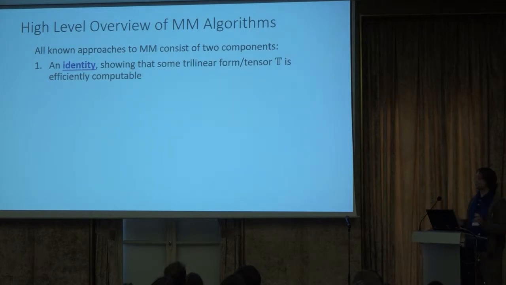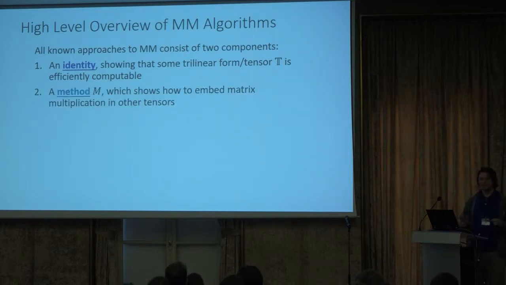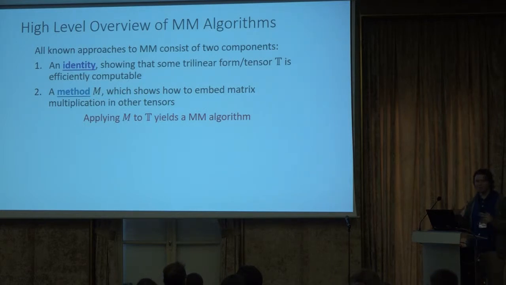More generally, you could think of a problem where you get two input matrices and you want each z entry to be just any bilinear form in the input matrices, and that's what I mean by a trilinear form in general. So the first step is an identity showing that one of these variants on matrix multiplication is efficiently computable. And the second is a method which shows how to embed matrix multiplication into this other trilinear form that you showed was easy. Together these give a matrix multiplication algorithm. You embed the matrix multiplication problem into this other thing, you solve that efficiently, and so you've solved matrix multiplication efficiently.